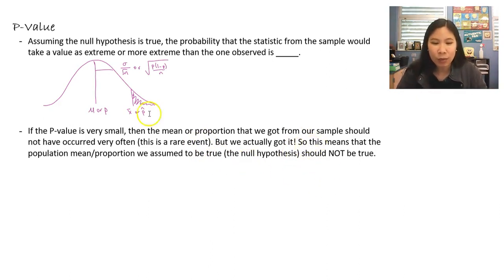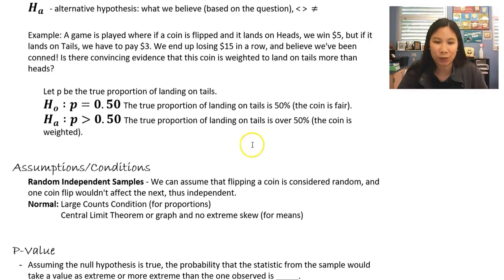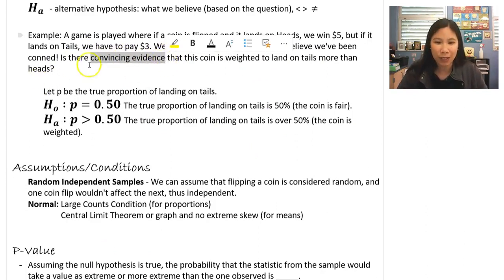So at this point, if your p-value is very small, this is actually good. This is that convincing evidence that they are asking about in the original question. Because if you remember, we are asking, is there convincing evidence that this coin is weighted? So a lot of times they'll use the words convincing evidence, and our probability is we're looking for a small probability to be that convincing evidence.